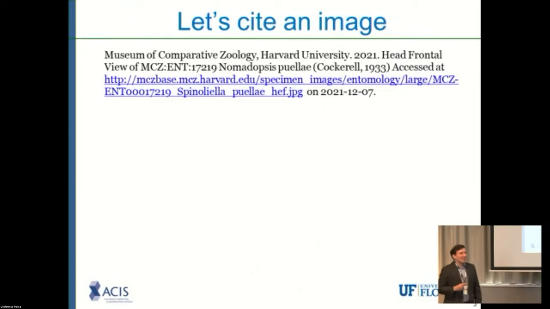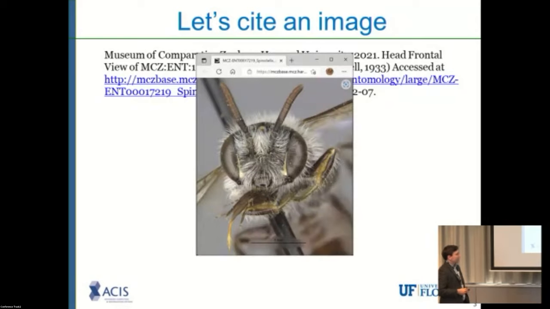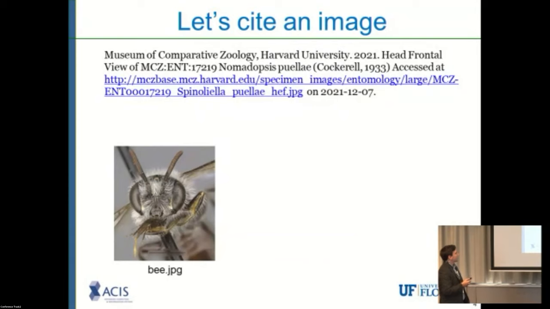Okay, so I'm going to approach this a little bit backwards. I'm just going to show you what we do and then explain why we do it. So here is a traditional citation of an image. You see it's from the Museum of Comparative Zoology, Harvard University, and it's titled A Head Frontal View of This Specimen, and it's a bee specimen. And you can see I've included a URL there, so that's the location the image was found. The image didn't have a DOI or anything, but typically you'd use something more persistent like that. And you can see we made this citation sometime last year. If you click on that location, you'll see this image, a nice headshot of a bee. So let's call it bee.jpg.